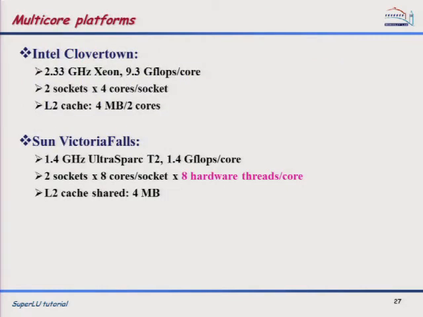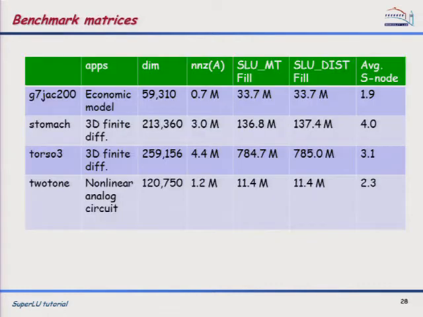Let's see here some performance numbers for SuperLU. This was on an Intel and also on a Sun, the Clovertown first, and then the Victoria Falls. And this is the dimensions of the matrices and the applications the matrices come from. The first one from an economic model, the last one from some sort of a circuit design.